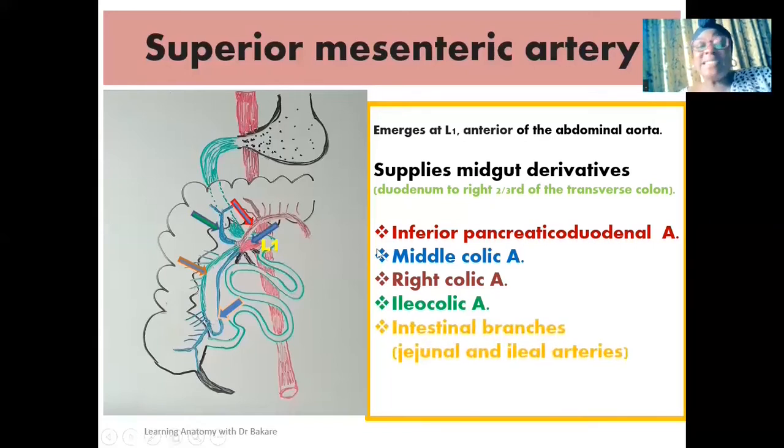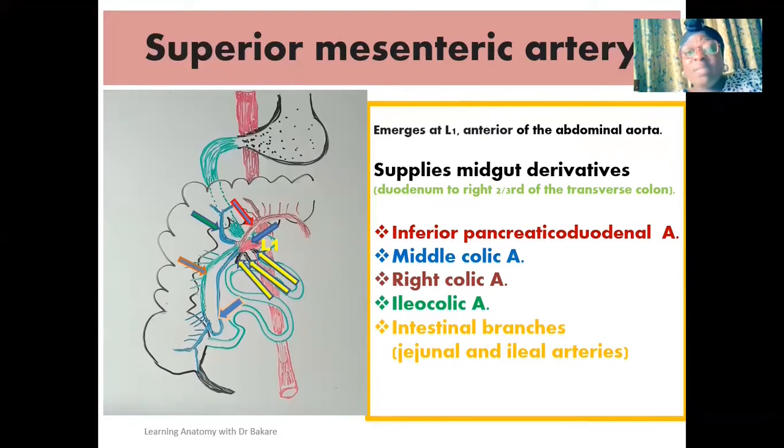Then the last branch is intestinal branches, and these are the intestinal branches highlighted in black. And they are basically the jejunal and the ileal arteries. And what they supply is the jejunum and also the ileum. So those are the intestinal branches. So that is how the branches of the superior mesenteric artery emerge, and they supply different regions of the small intestine and also the large intestine.